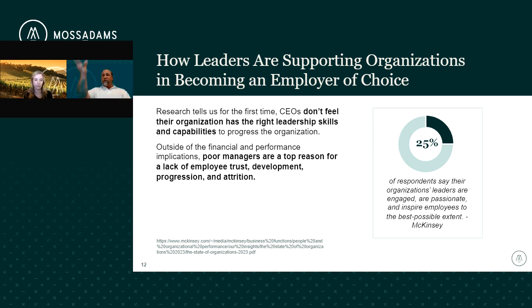Again, we have a whole new generation rising to the top. Totally different mindset, very different capabilities. And how do we start thinking about developing those capabilities into some of those more human-centric capabilities? And then the second part of that quote was around, outside of the financial performance implications, poor managers are the top reason for lack of employee trust, development, progression, and attrition. Now, poor managers have always been a big influencer and factor in terms of employee retention. But I think what we have to learn here is this is a trend that's not going away.